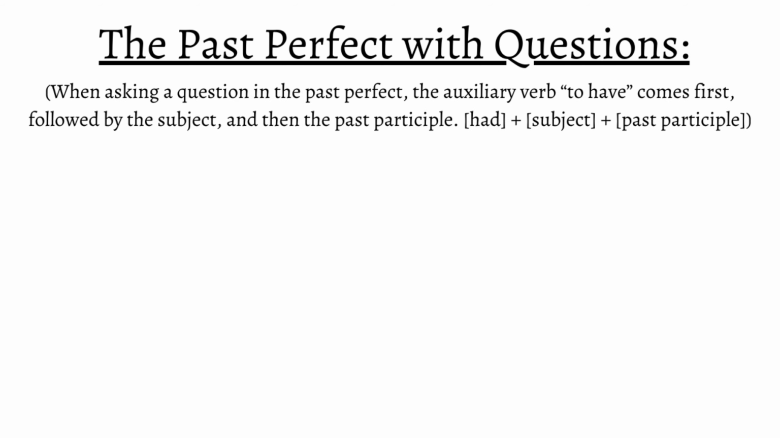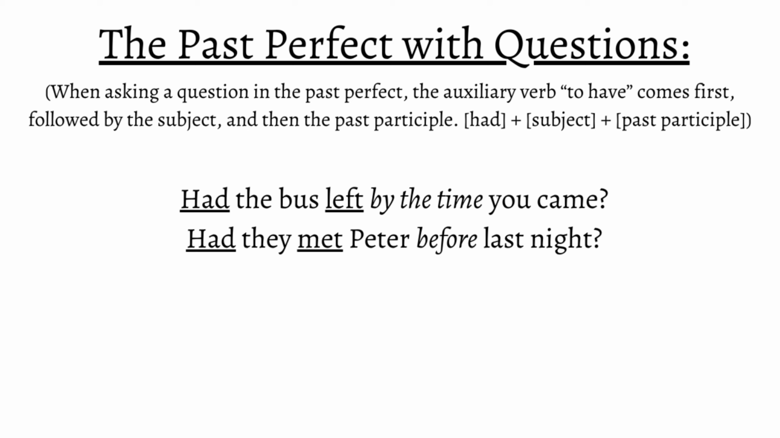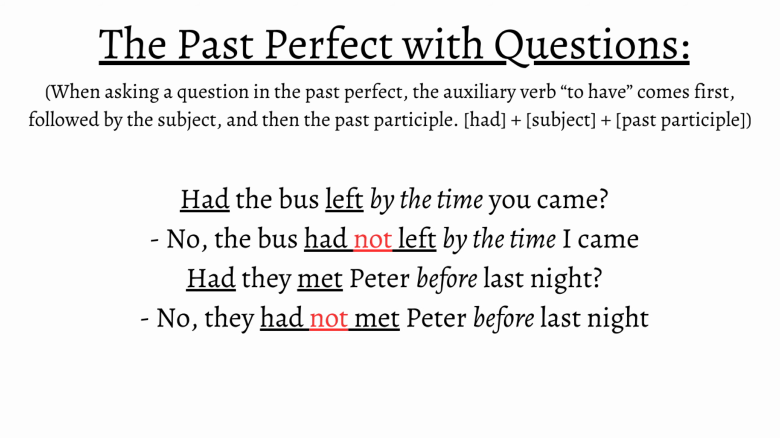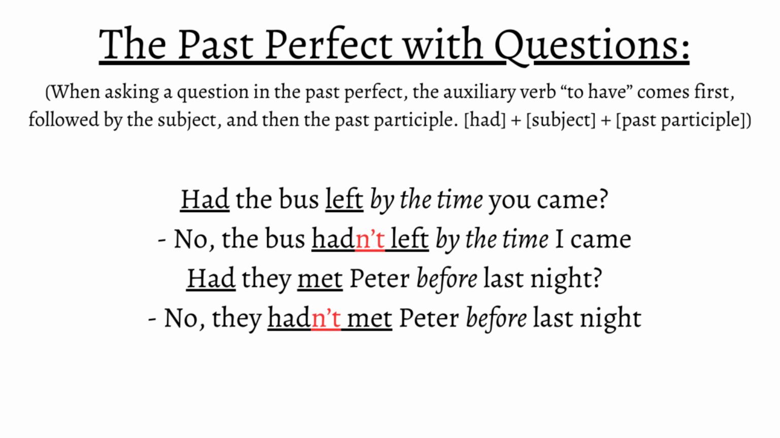When asking a question in the past perfect, the auxiliary verb to have comes first, followed by the subject and then the past participle. Had plus the subject plus a past participle. Had the bus left by the time you came? Had they met Peter before last night? The responses can be affirmative and negative, but when negative, they can also be contracted.